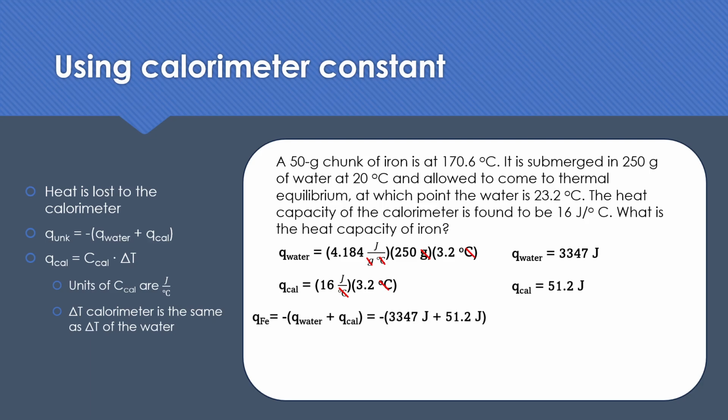So the Q of iron is negative Q of water plus Q of calorimeter, so 3347 plus 51.2, which is negative 3398.2 joules. So the C of iron is the Q of iron divided by m times delta T, so negative 3398.2 divided by 50 times negative 147.4. Again, it has the same final temperature as the water, and you get 0.461 joules per gram degree Celsius.